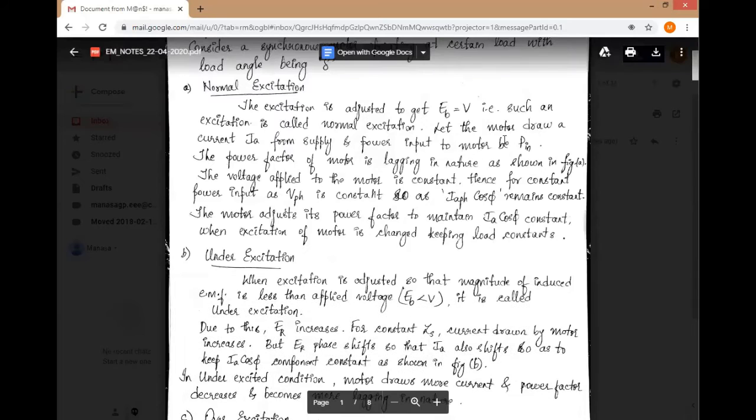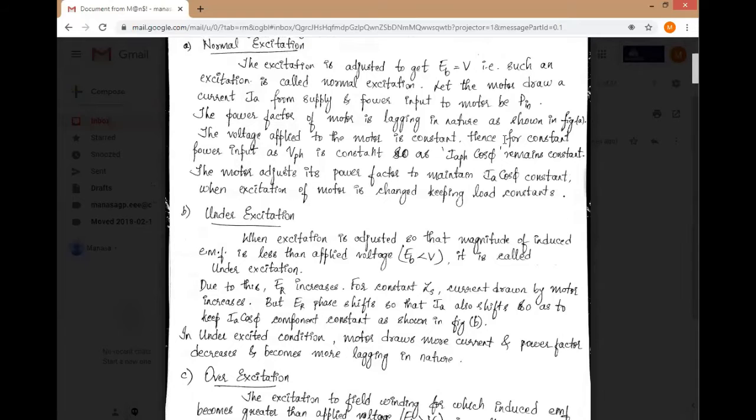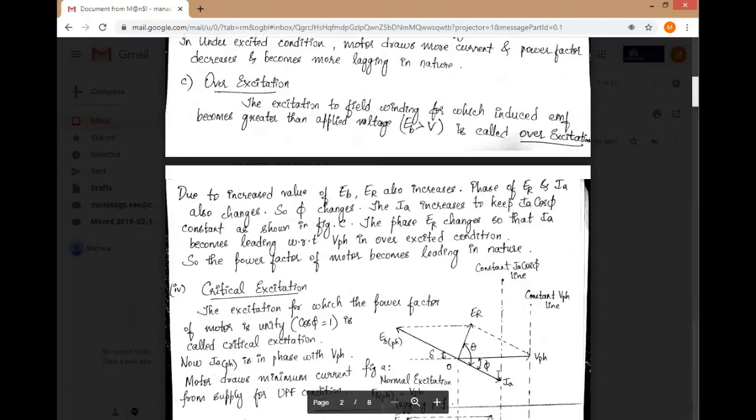So the first condition is normal excitation, where your back EMF is made equal to the supply voltage, and because of that, it is the basic phasor diagram where we get the power factor lagging. That is nothing but the current IA will be lagging the voltage by an angle phi.